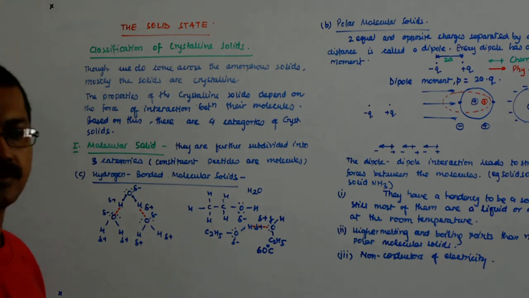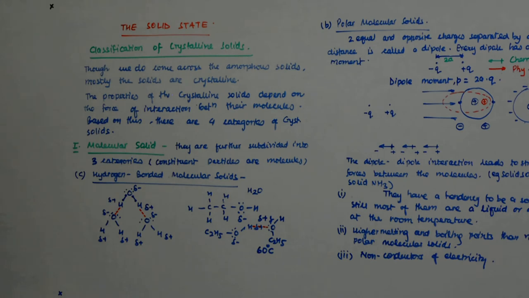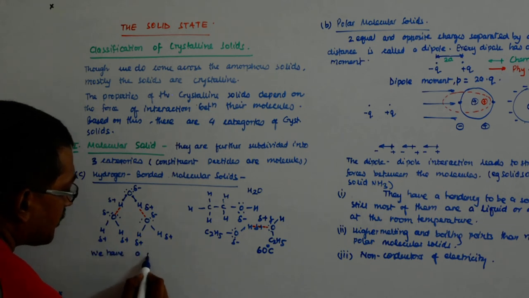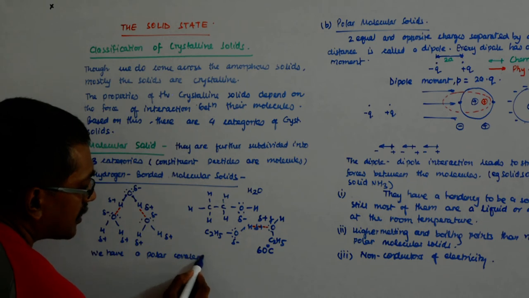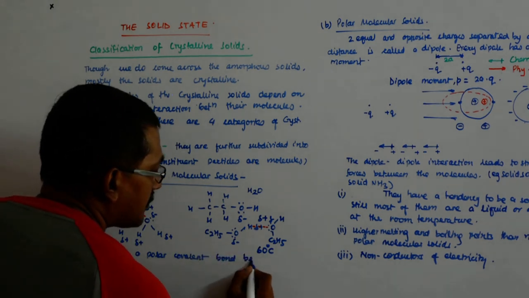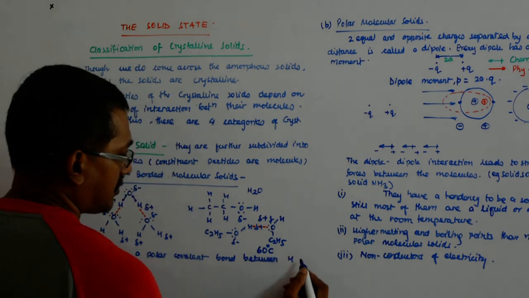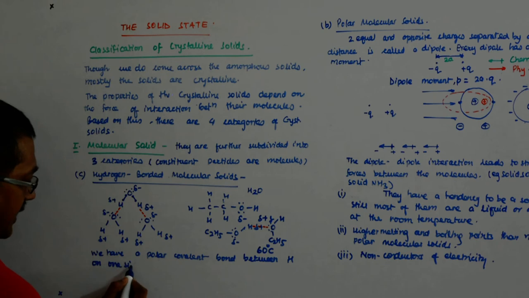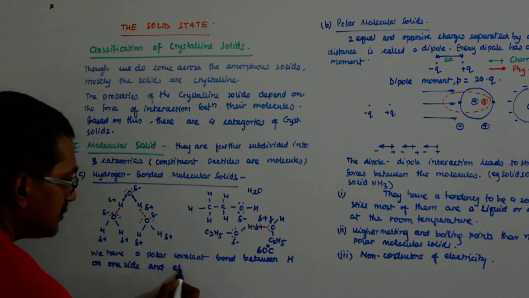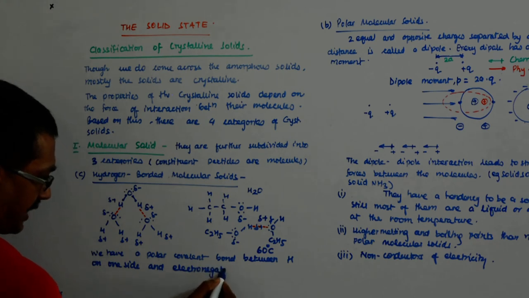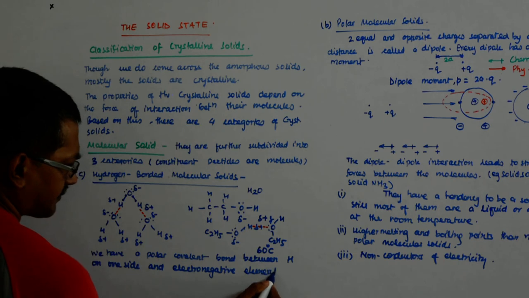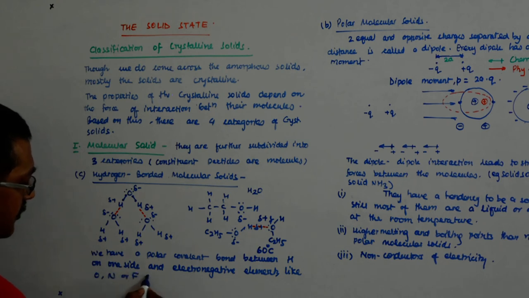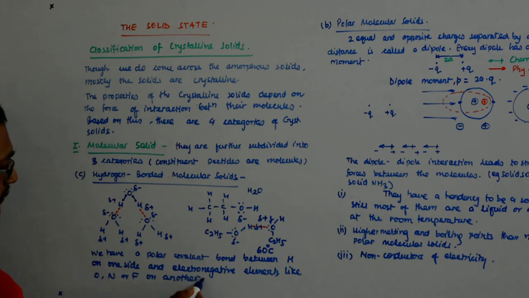Keep on writing, I'll erase this. Okay, so what happens in a hydrogen bonded molecular solid? We have a polar covalent bond between H on one side and electronegative elements like O, N or F on another.